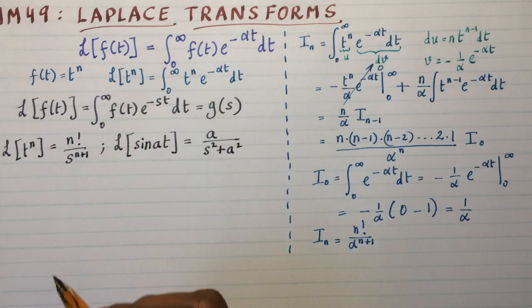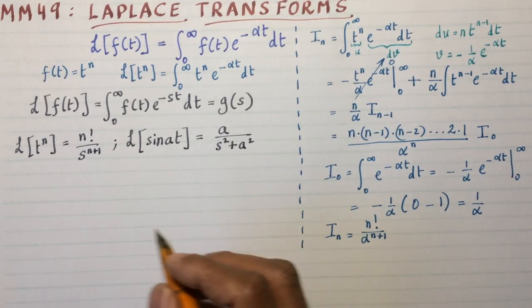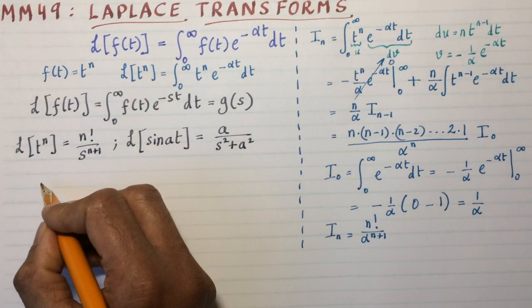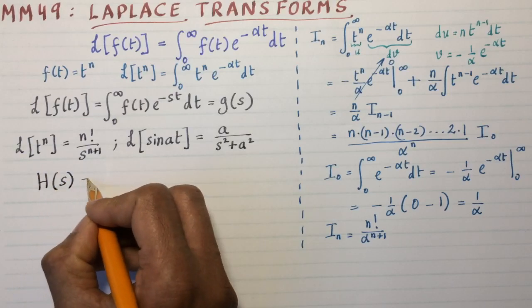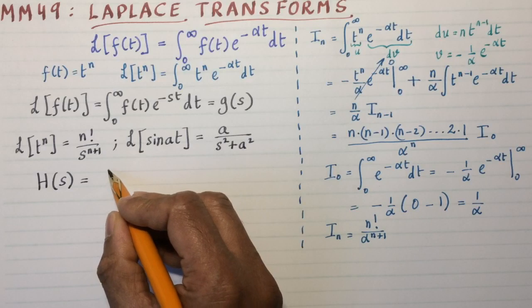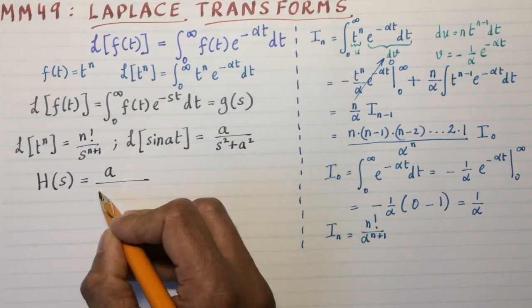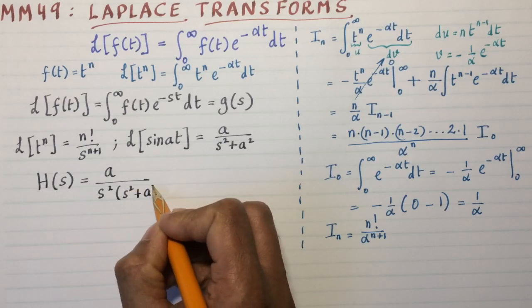What if I had a product of these two functions? We are now going to be thinking of convolution. Suppose I had a function called H(s), which is a product of these two things. So it's a over, let's say, something like s squared times (s squared plus a squared).